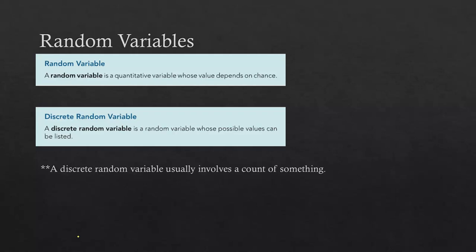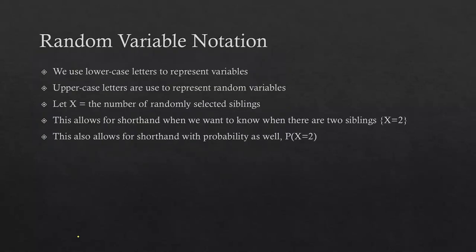Now what we're going to talk more specifically about are discrete random variables. Discrete random variables usually involve a count of something where you can actually and physically count it. So, we have different kinds of notation for random variables that you're going to need to know.